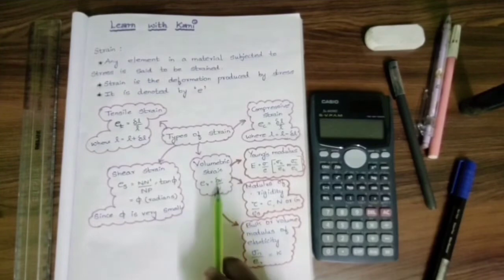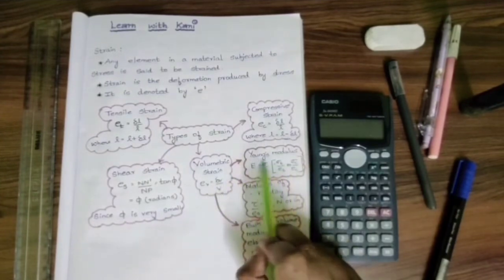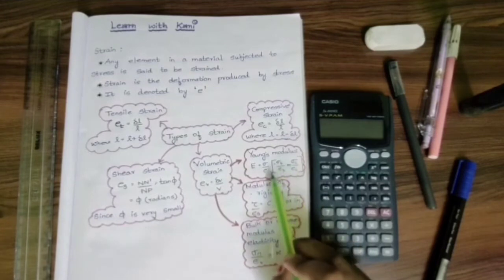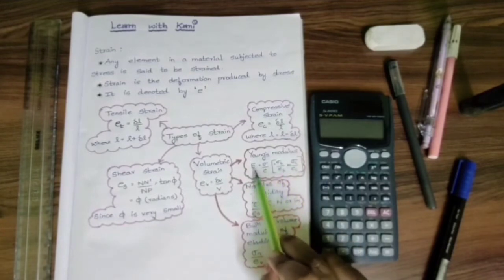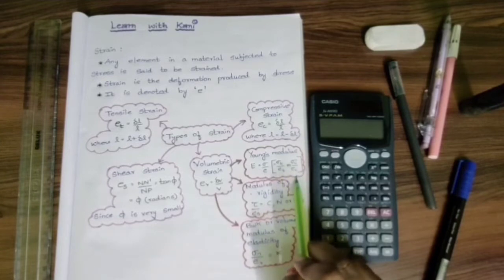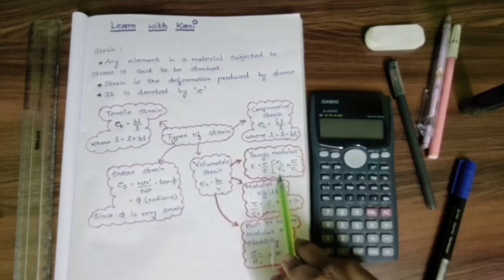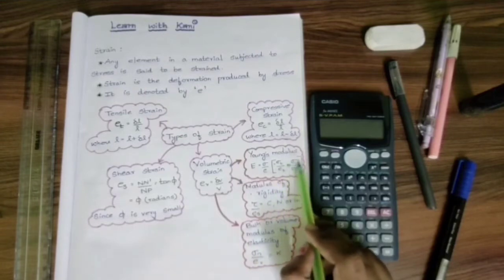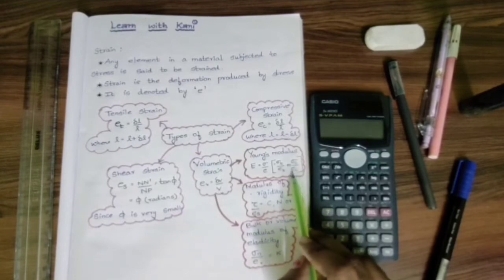This is generally divided into three types of modulus: Young's modulus, modulus of rigidity, and bulk or volume modulus of elasticity. In this, Young's modulus is denoted with the symbol capital E, and it is defined as the ratio between tensile stress and tensile strain, or compressive stress and compressive strain. Here, tensile stress is denoted with the symbol sigma t, and tensile strain is denoted with the symbol et, and compressive stress is denoted with the symbol sigma c, and compressive strain is denoted with the symbol ec.